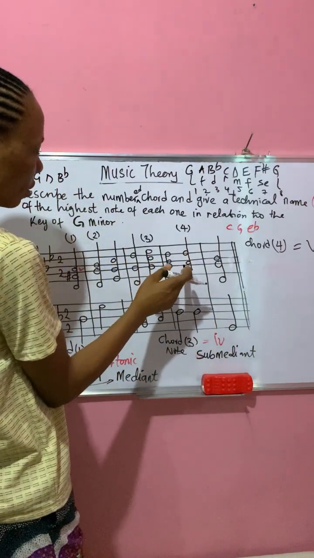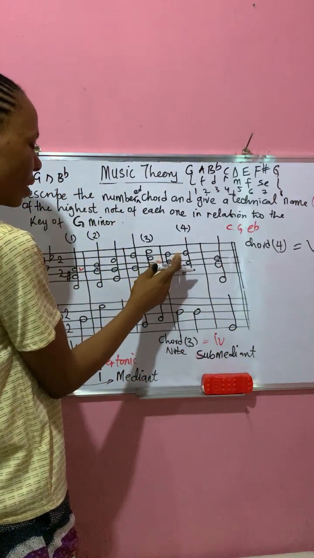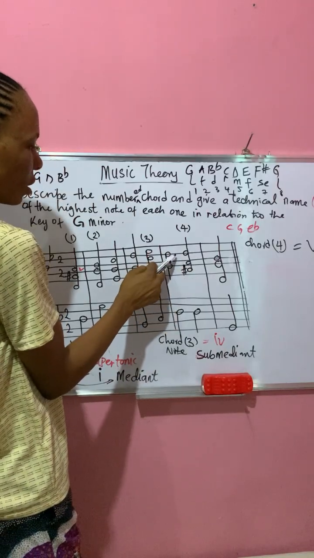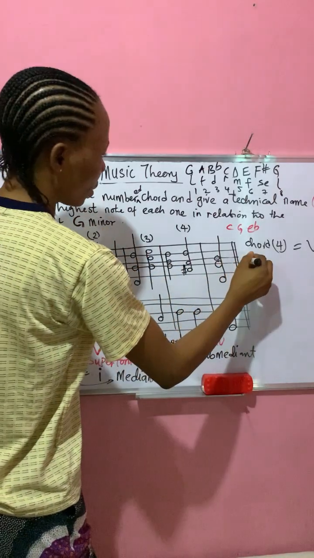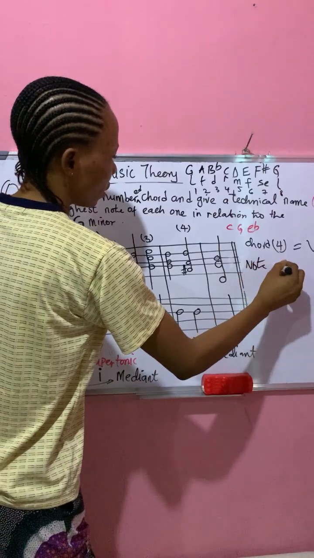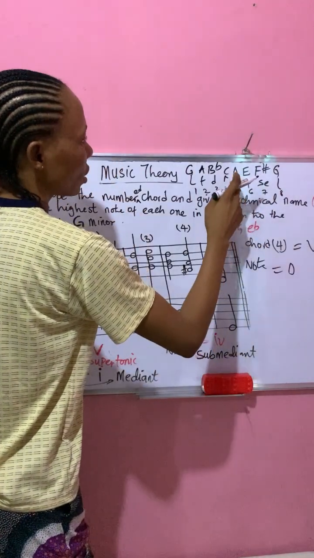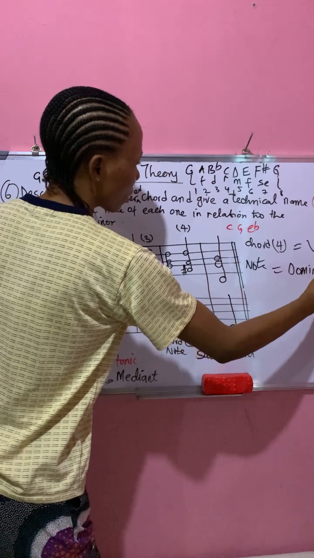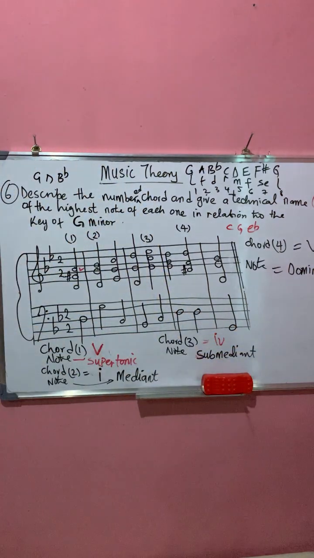What's the highest sounding voice? The highest sounding is D. Can you see it's D? So what is this D now? The note is still dominant because D is the 5th degree, so it's still a dominant. Can you see that? So we've answered the whole question now.